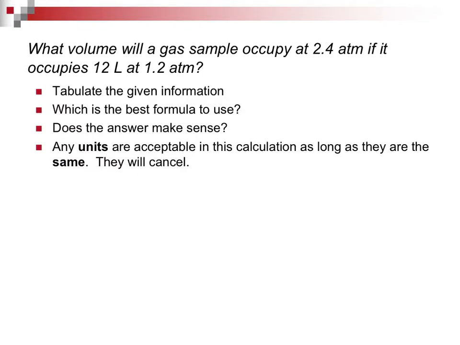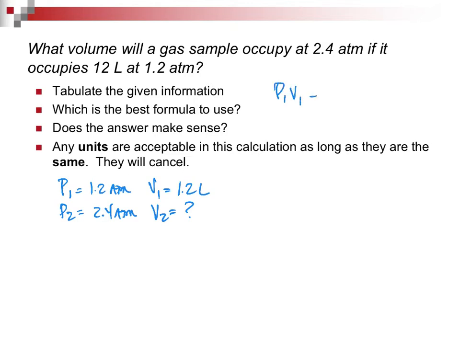You'll be working on problems, and really, I'm going to tabulate it as if I was sitting in the classroom with you. I'm going to say P1 is equal to 1.2 atmospheres. I'm going to say V1 is equal to 1.2 liters. I'm going to say P2 is equal to 2.4 atmospheres, and I don't know what V2 is. Again, tabulate your information. What's the best formula to use? Well, we just did one. P1 V1 equals P2 V2.